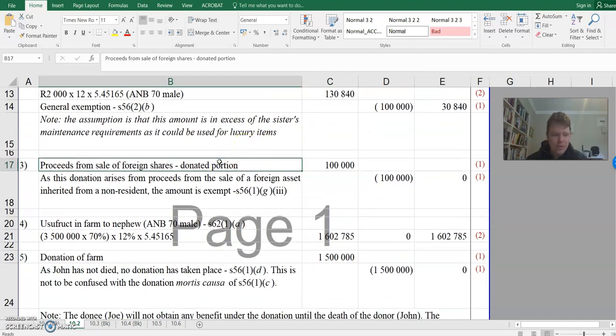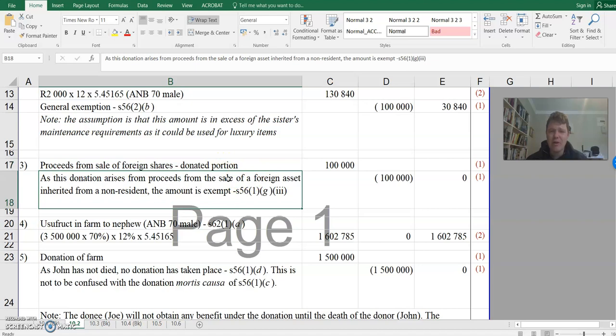We move on and we see that John sold foreign shares that his father, a non-resident, had left him in his will for 200,000. He donated half the proceeds from the sale to his sister, who distributed the amount to her 3 children. So the key thing here, this is a sale of a foreign asset that you inherited from a non-resident. Remember, if you look at the exemptions, this is one of them.